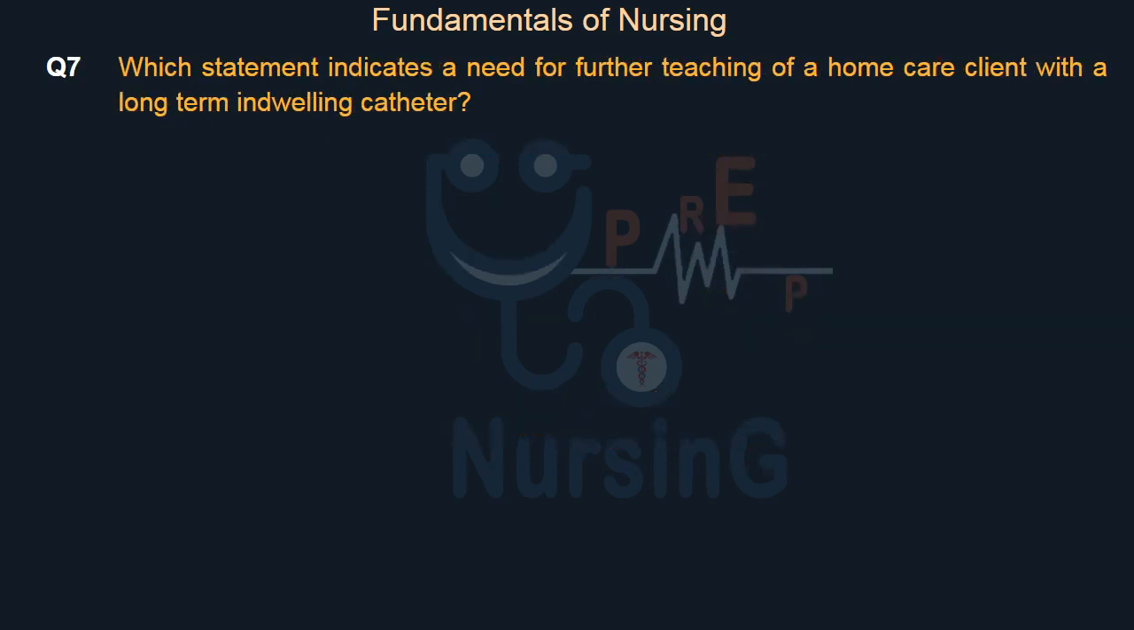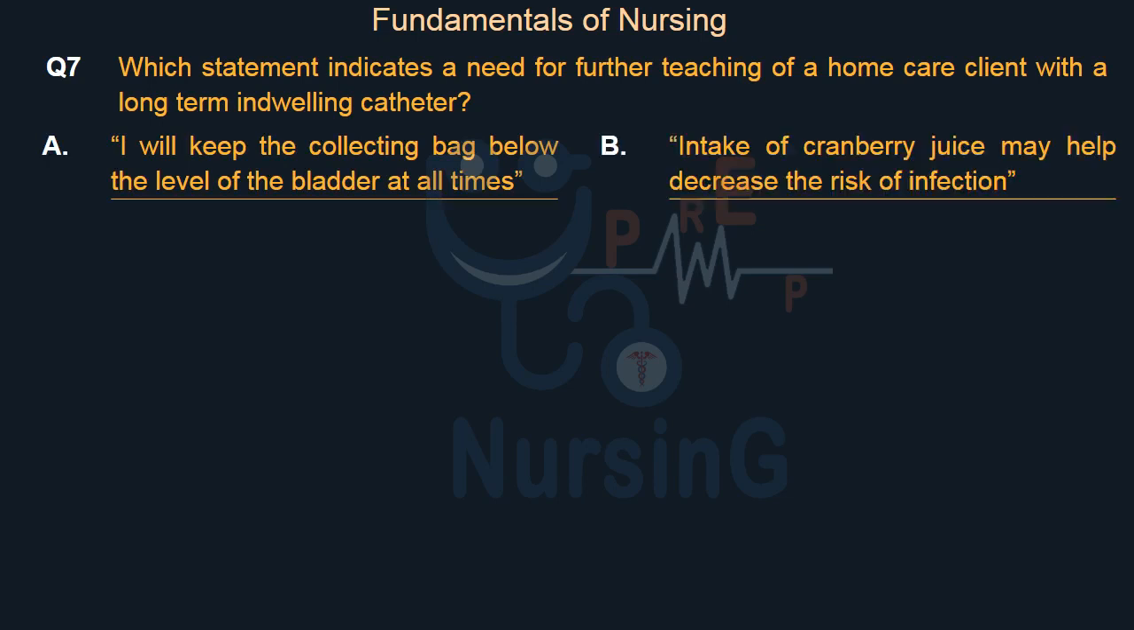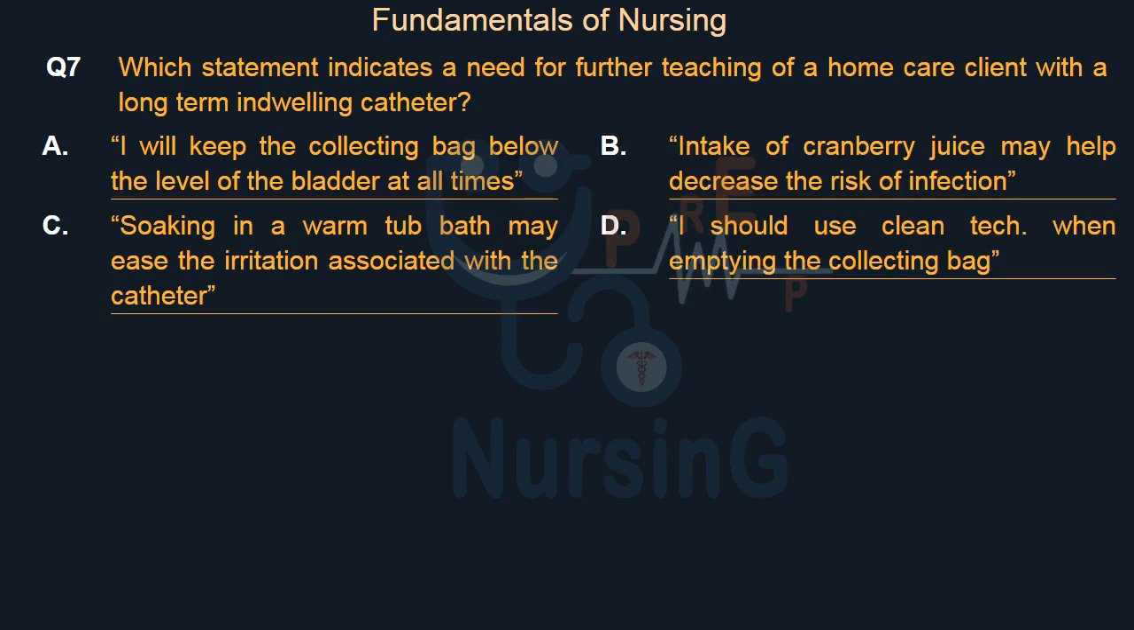Question 2. Which statement indicates a need for further teaching of a home care client with a long-term indwelling catheter? Option A. I will keep the collecting bag below the level of the bladder at all times. Option B. Intake of cranberry juice may help decrease the risk of infection. Option C. Soaking in a warm tub bath may ease the irritation associated with the catheter. Option D. I should use clean technique when emptying the collecting bag.